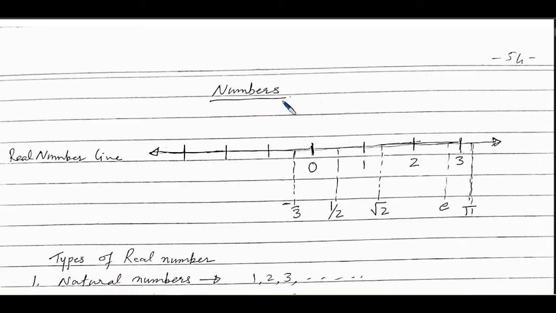So we will talk about numbers. So I draw a line. This line is called the real number line. That means any number. There are various types of number which we will describe below. They can be plotted on this number line. This is 0. This side is positive numbers and left hand side of zero are negative numbers.